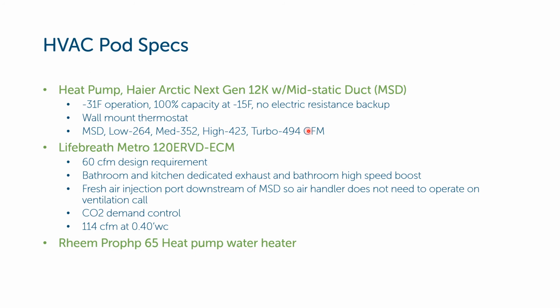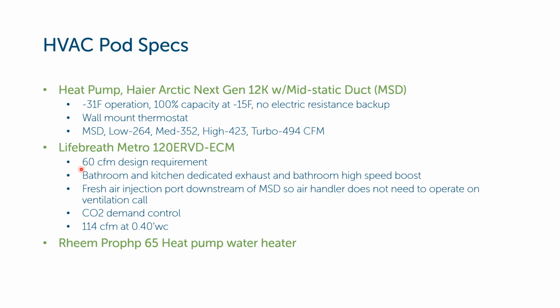So you can see that with the loads being small and the ducts being simple and straight, we really don't need a ton of CFM to deliver into this small modular home. The HRV, or ERV I guess, is a Lifebreath Metro, and that's the 120 ERV-D. So this has a special defrost capability, a good cold weather defrost, and an ECM motor.